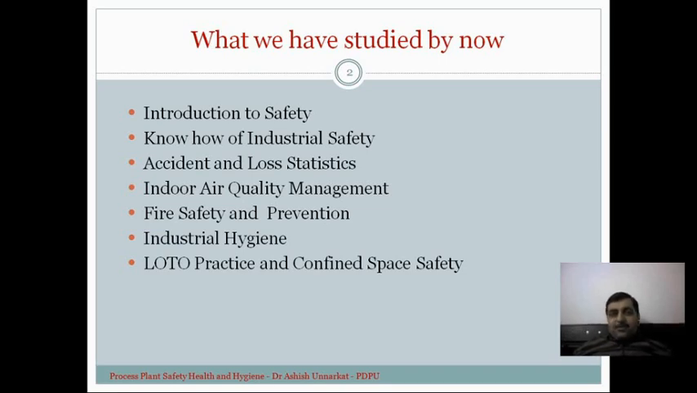We have also looked at industrial hygiene and how it is practiced. We have seen different calculations of computing industrial hygiene. And finally, we also had a look at the different practices in industry, where specifically we looked at LOTO, lockout and tagout, and we also looked at confined space entry. One of the connecting parts that we need next is identification of hazards and risk assessment.